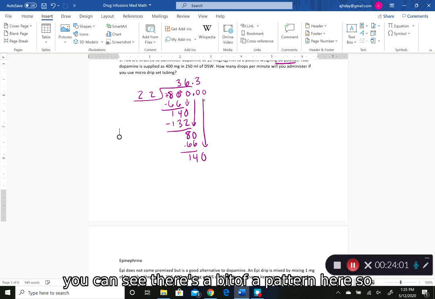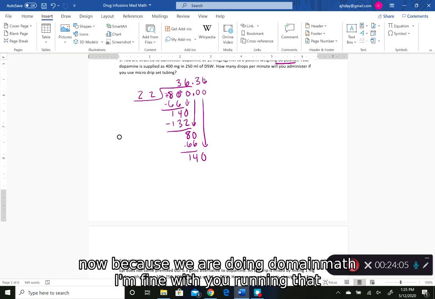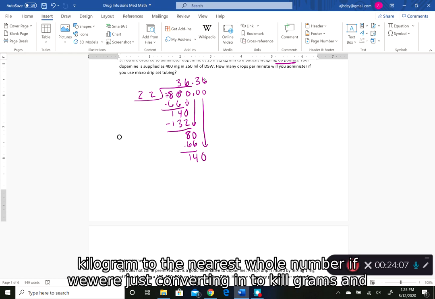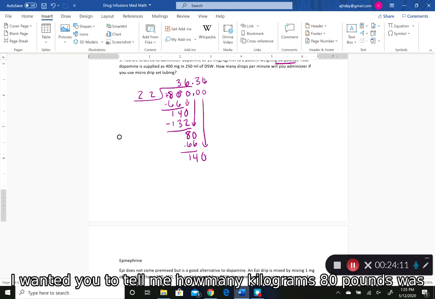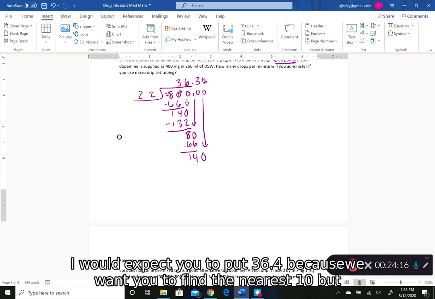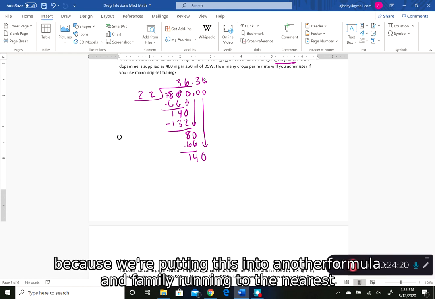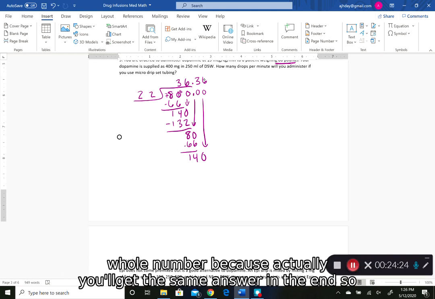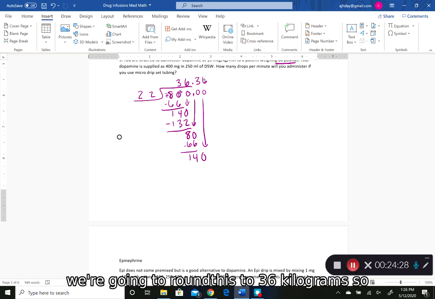You can see there's a bit of a pattern here. So now, because we are doing dopamine math, I'm fine with you rounding that kilogram to the nearest whole number. If we were just converting into kilograms and I wanted you to tell me how many kilograms 80 pounds was, I would expect you to put 36.4 because we want you to find the nearest tenth. But because we're putting this into another formula, I'm fine with you rounding to the nearest whole number because actually you'll get the same answer in the end. So we're going to round this to 36 kilograms.